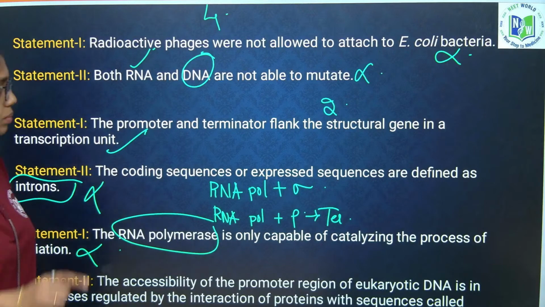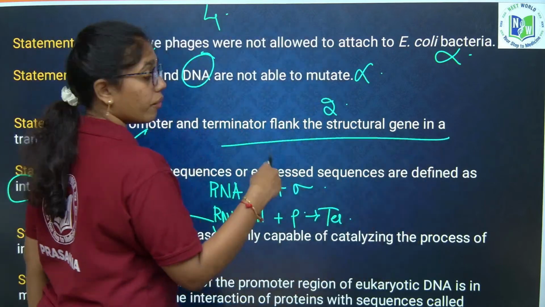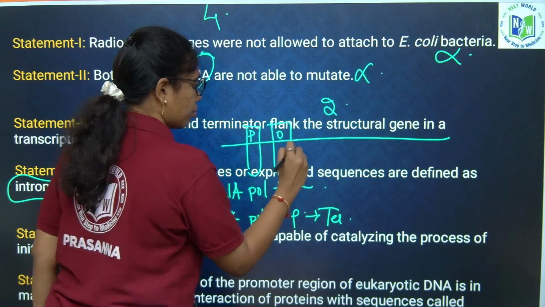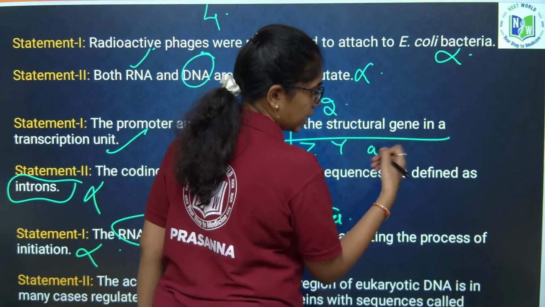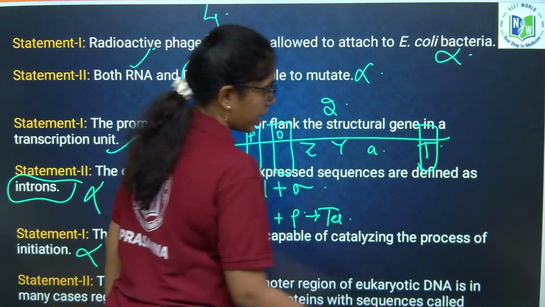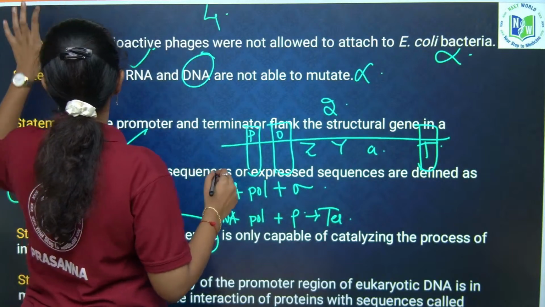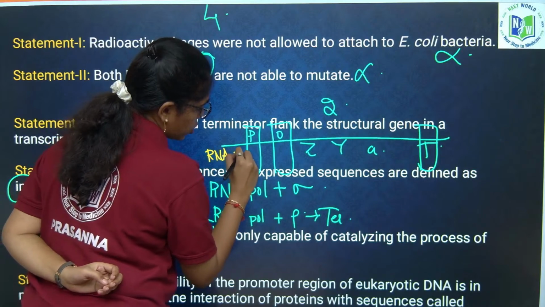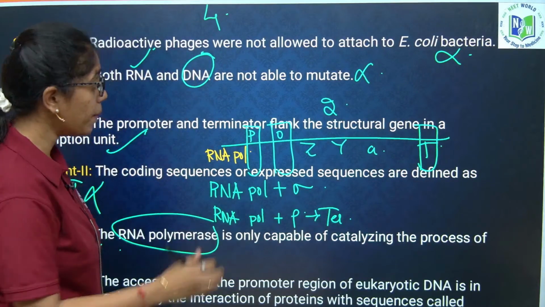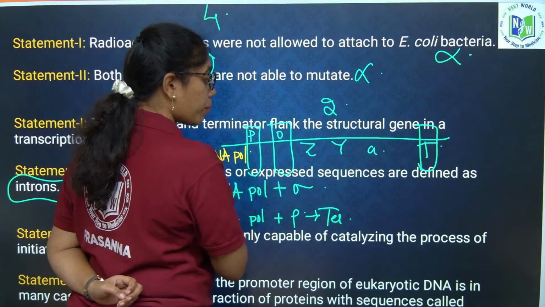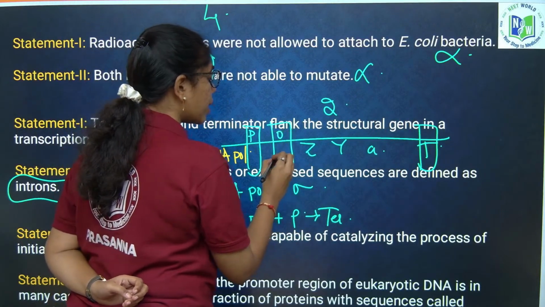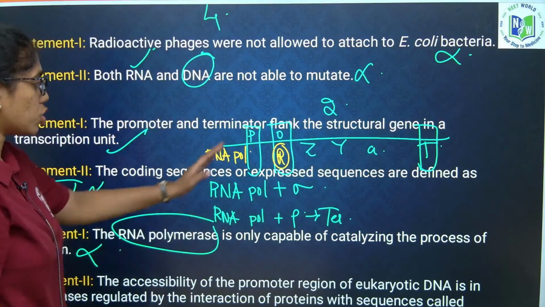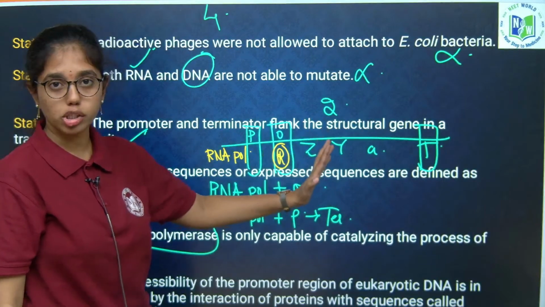Whenever such questions come, first draw the diagram that you have learnt in gene expression. First promoter comes, then the operator comes, then structural genes, as you see in the lac operon model, then the terminator. First RNA polymerase has to come and bind with the promoter region, right? Then the process is started, and if a repressor binds to the operator region, it will stop the process. It will stop the process of transcription.